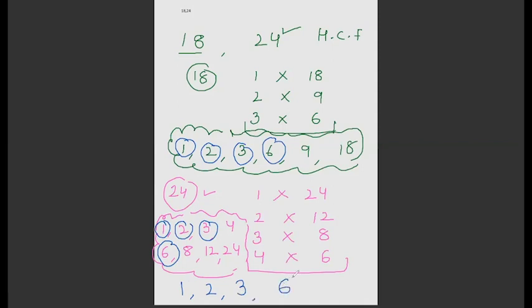Now, which is the highest common factor? That is 6. So the HCF of 18 and 24 is 6. Because this is the highest factor among all, HCF is equal to 6. So this way we can find the common factors, and then whatever is the greatest factor is the HCF. Now we can try with other numbers.